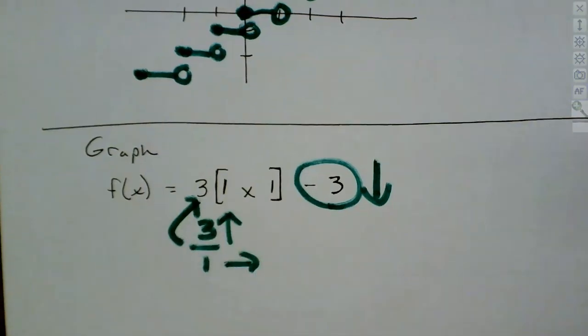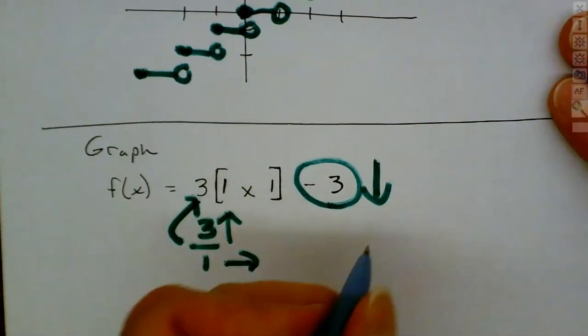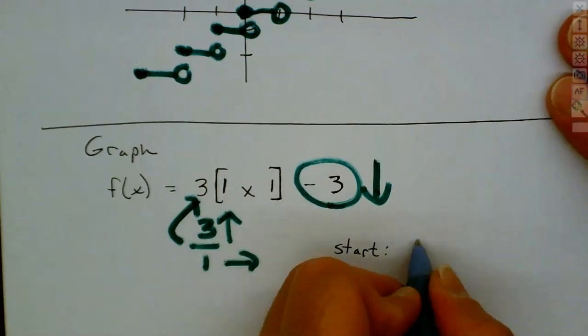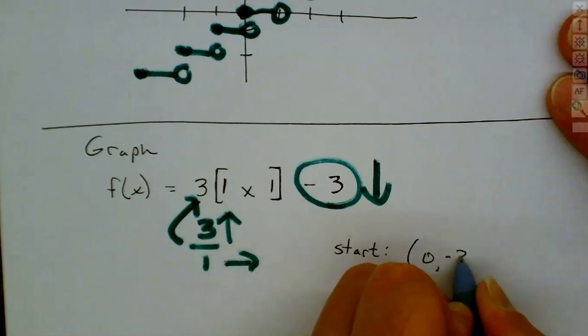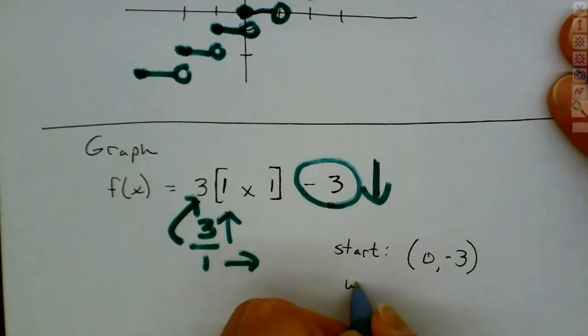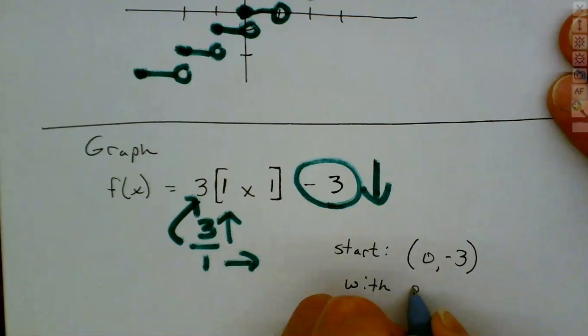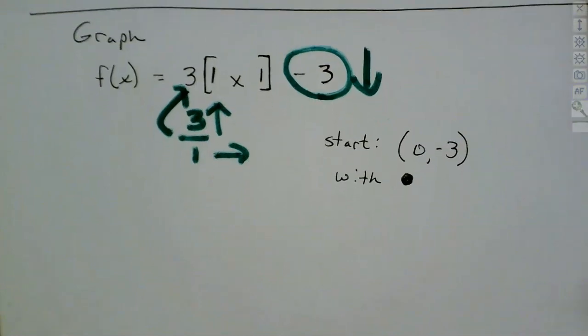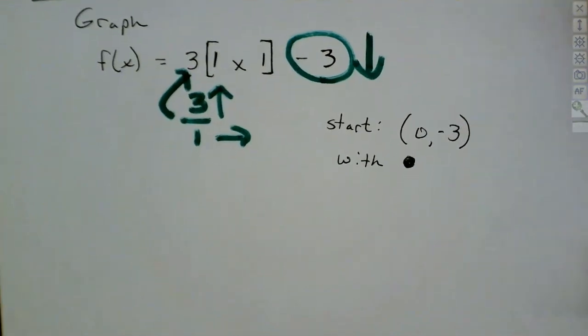So where are we going to now start at? We're not moving it left or right any, so we're going to start at 0, negative 3. And wherever we start with a closed circle, that's the most important part. Wherever you start, you have a closed circle.